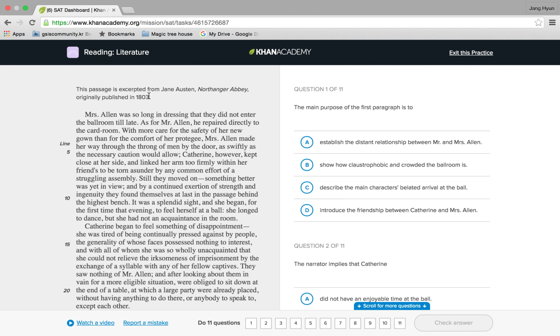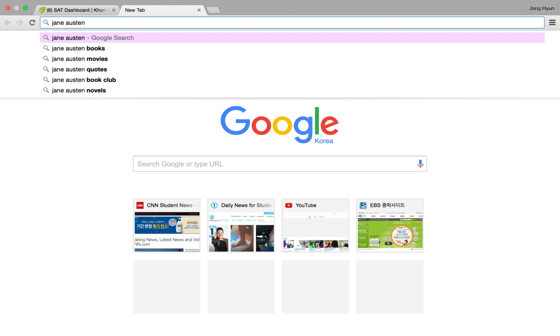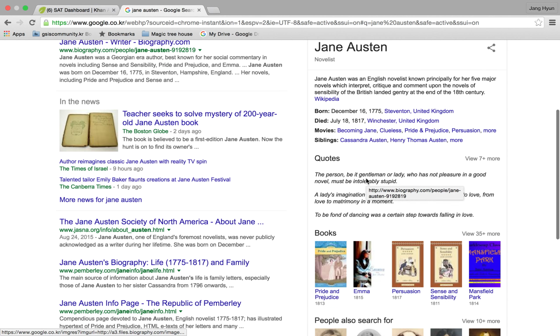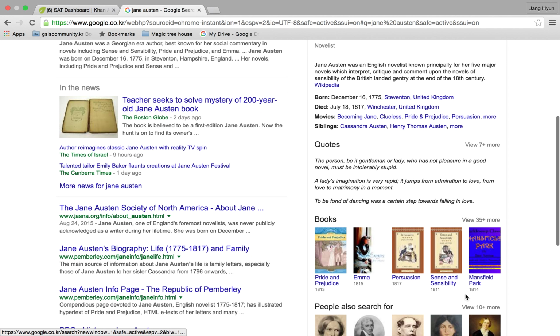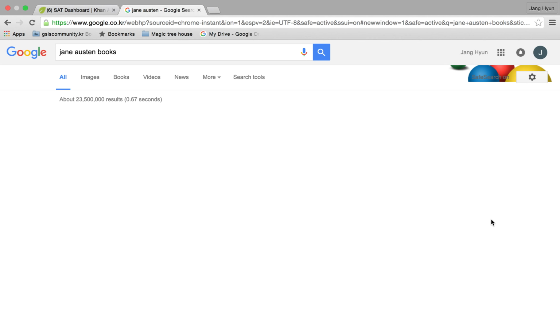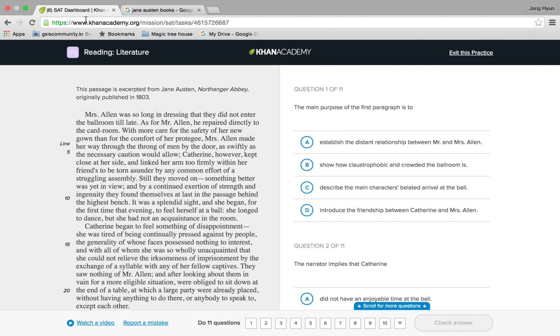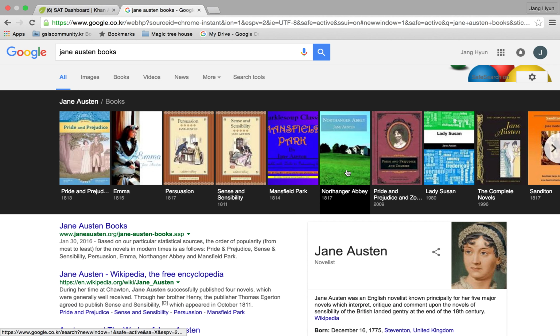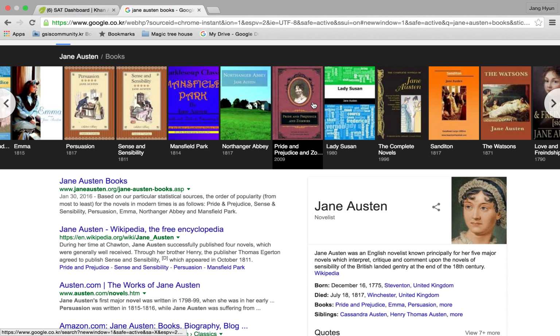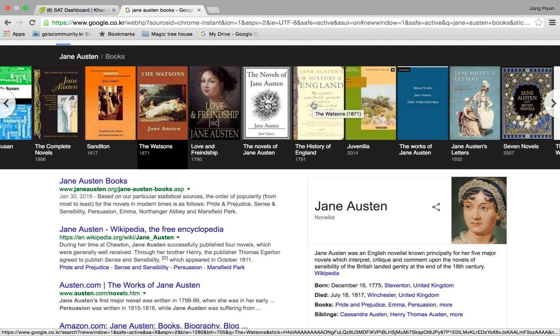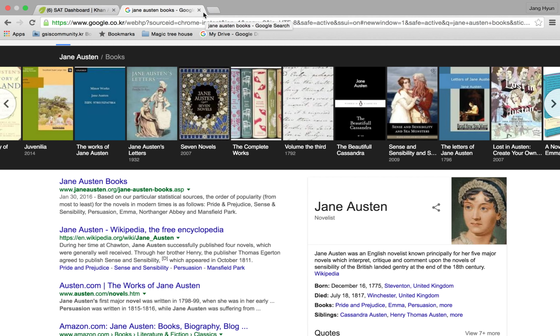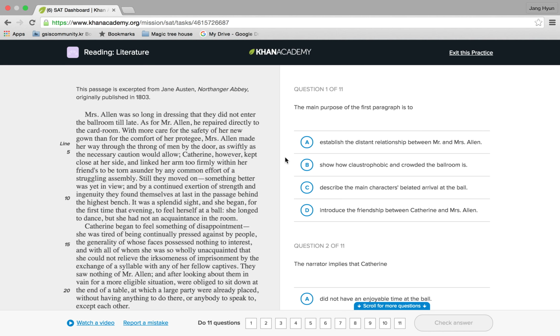Now, this passage is excerpted from Jane Austen. Ooh, Northanger Abbey. So, Jane Austen, apparently, she wrote quite famous books. Yup, knew it. Pride and Prejudice, Sense and Sensibility. Oh, Northanger Abbey. Yup. Here, Northanger Abbey. So she's quite famous for that too. Yup. And Pride and Prejudice and Zombies. That's a parody. There we go. Yep. She's quite famous for writing Pride and Prejudice, Jane Austen. No wonder I've heard her before.